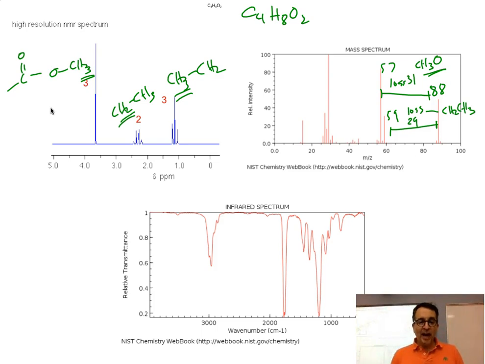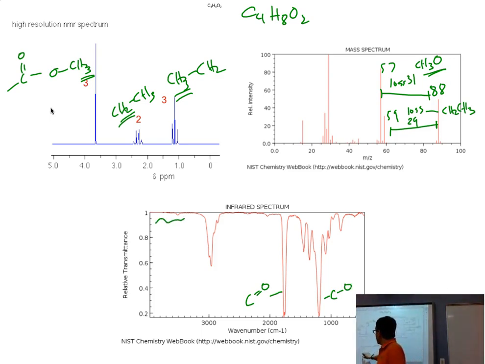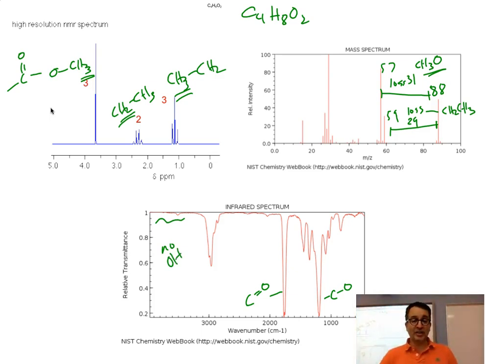All right? And finally, we can come over here to the IR spectrum. We see a very strong C double bond O stretch. We see what is probably a C single bond O, but we're not 100% sure. And no OH, so there's no alcohol possible in this case.